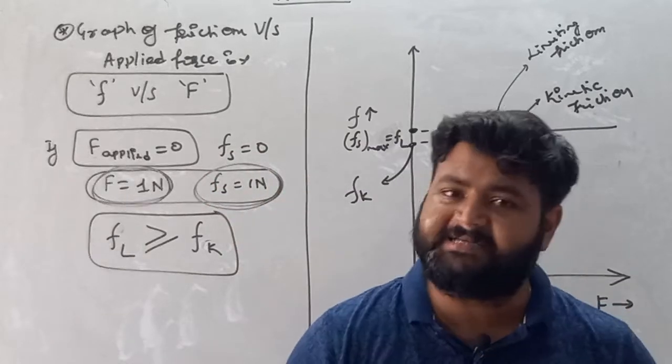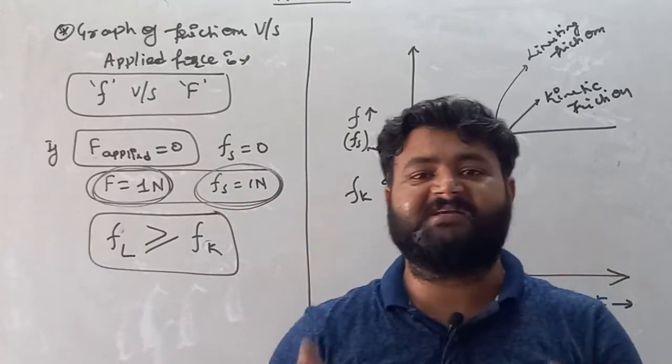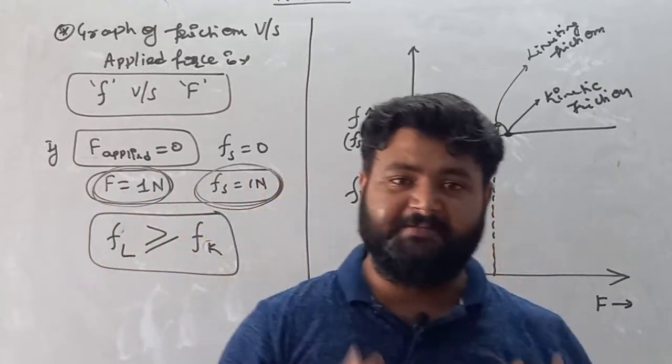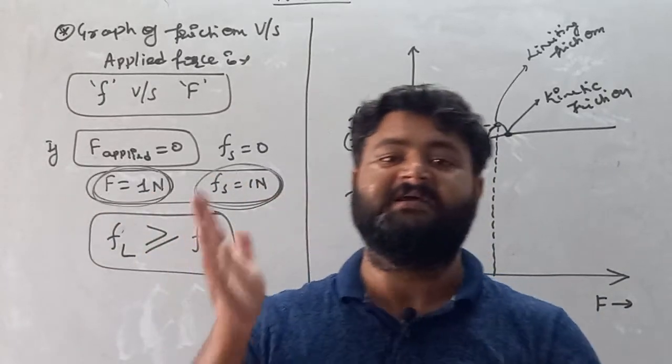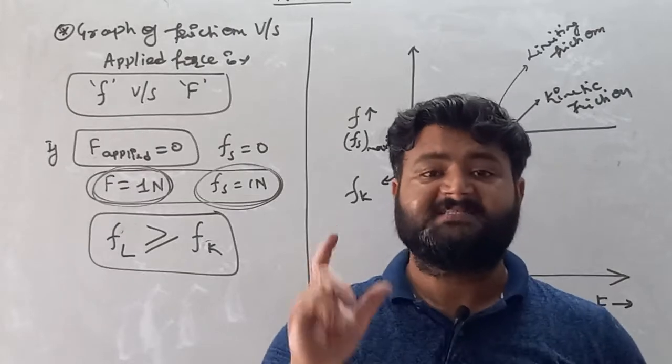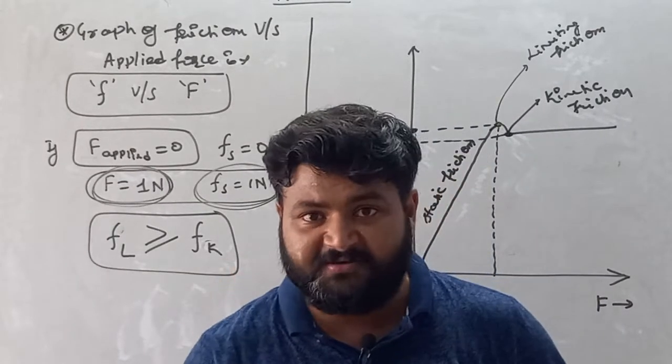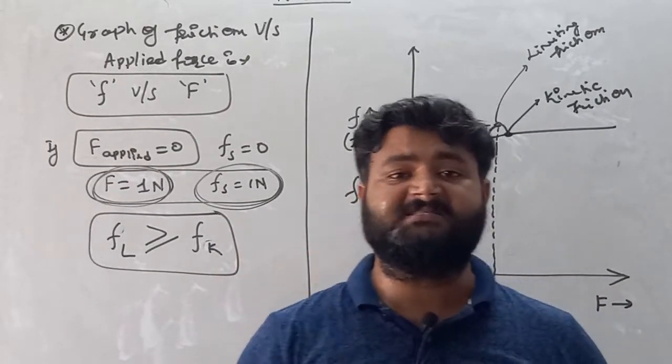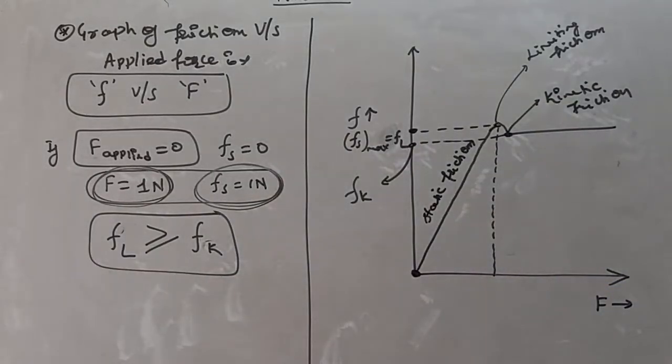And I already told you, my dear student, kinetic friction is constant friction. Limiting friction is constant friction. Its value is fixed. But static friction is variable friction because its value changes by change in applied force. If the value of applied force is 0, the value of static friction is 0. If the value of applied force is 1 Newton and the body is not moving, then the value of static friction is also 1 Newton.